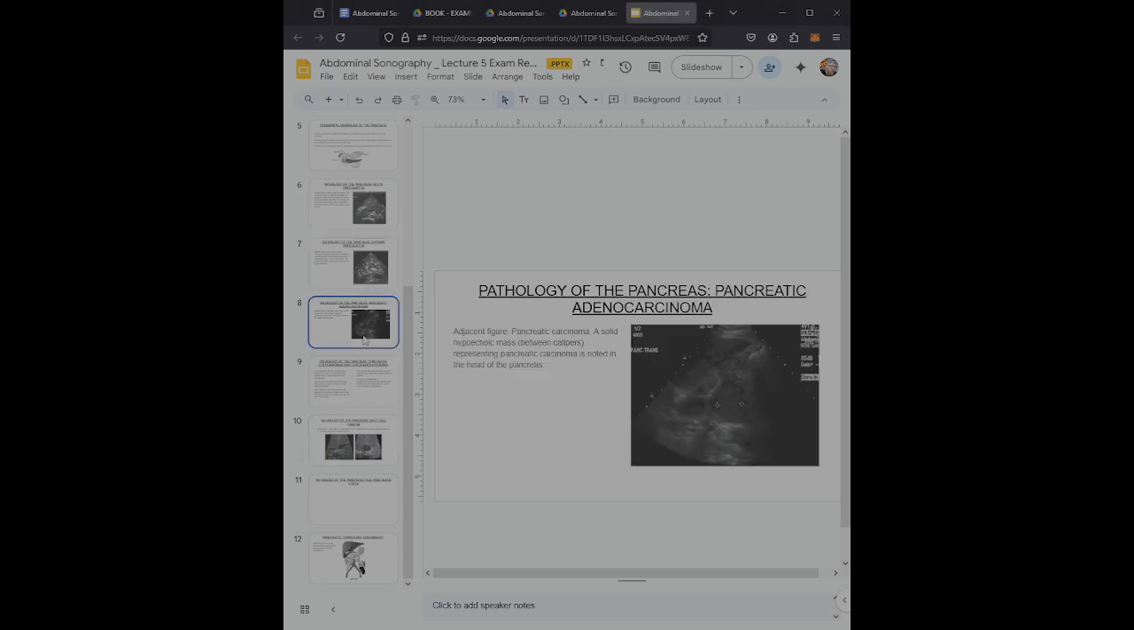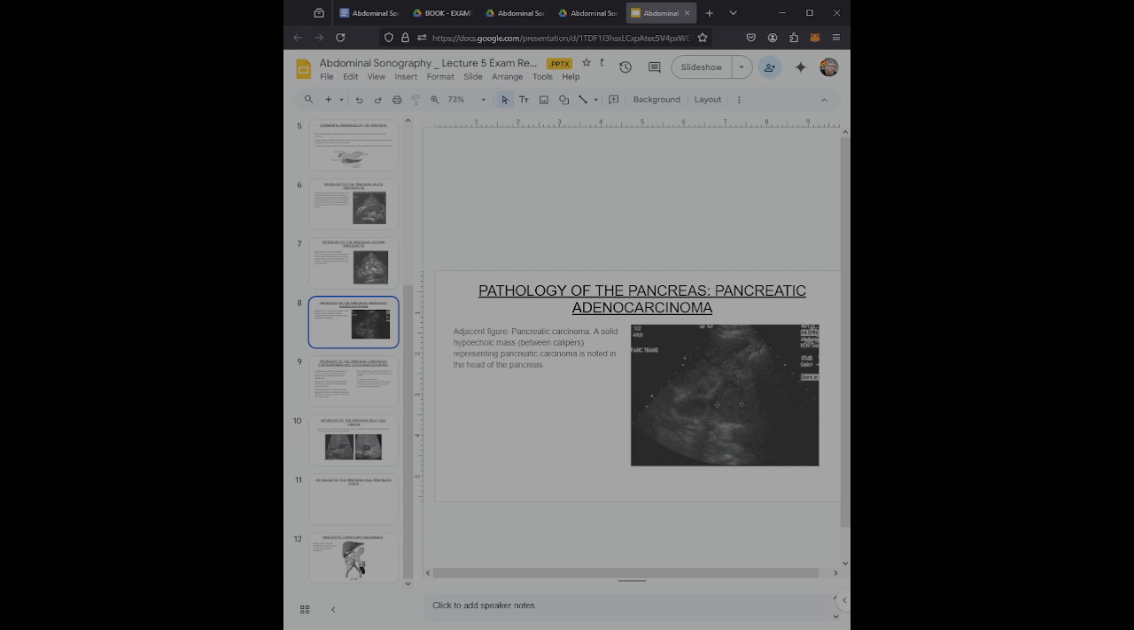We can move on to pancreatic adenocarcinoma, and this is referred to as pancreatic ductal adenocarcinoma. It's the most common primary pancreatic malignancy. This disease often presents late and is quite difficult to treat when it is discovered, and as such, it is the fourth most common cause of cancer-related deaths.